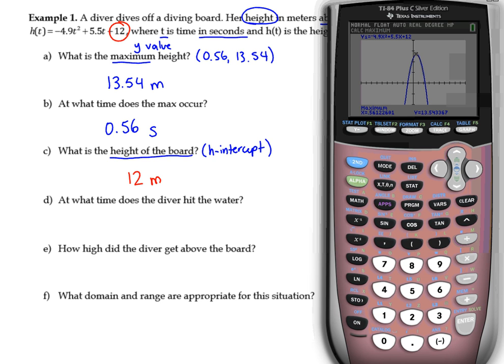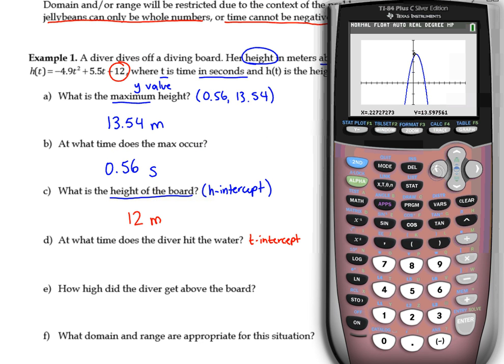At what time does the diver hit the water? What time does a diver hit the water? So, x-intercept, or the t-intercept, right? Do we want both of them? No. Why? What does this time even exist over here? No, because you can't have negative time. So technically this graph doesn't even begin till x equals 0, right? Because you don't have negative time. So we want just this guy over here. That's the one we want.